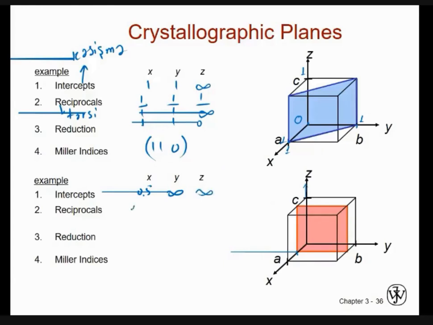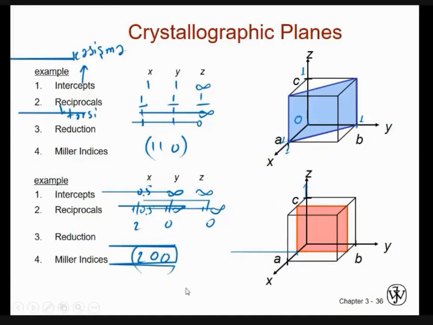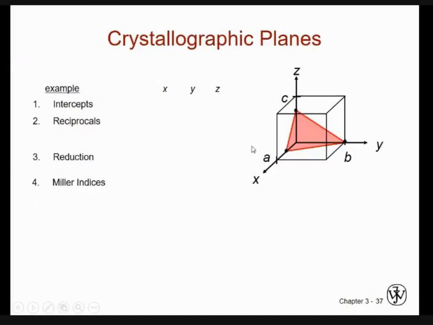If I reverse them, infinity, it will be 2, 0, 0. It is integers. You don't need to do any processing to make it integer, and enclose it in brackets. That is the Miller indices for this plane. Let's move on to this one.